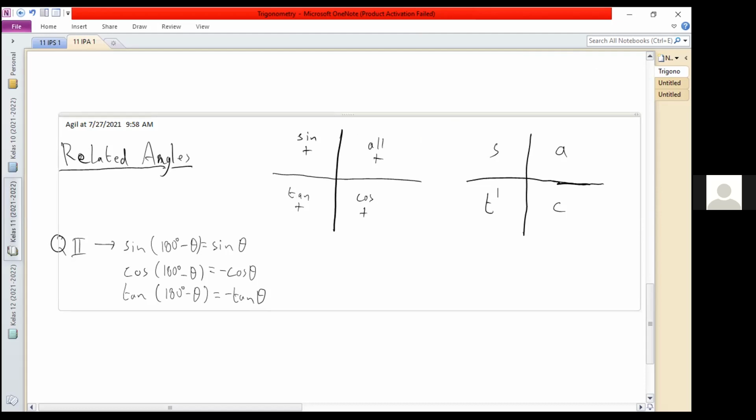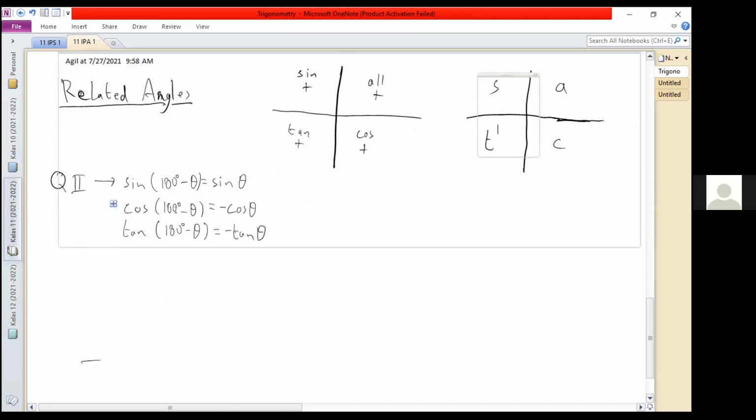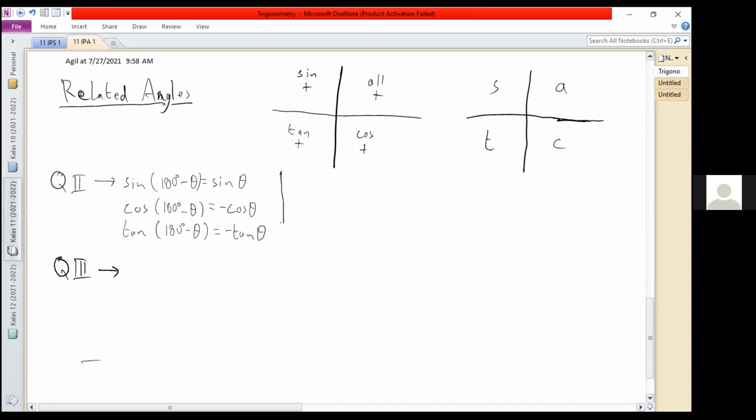Okay, so let's continue with the next one. To remember, we are still in the second quadrant, and we are trying to measure the angle from the y-axis.